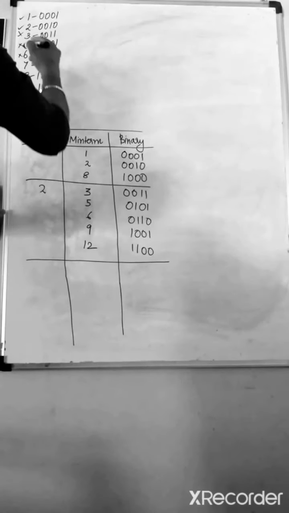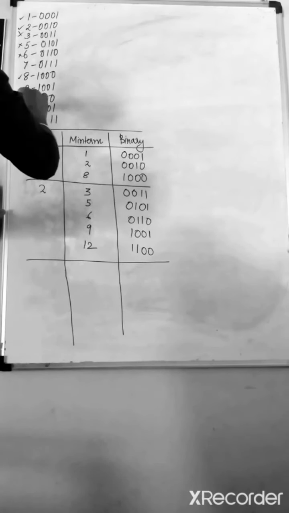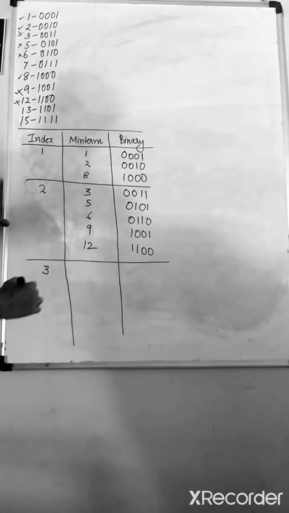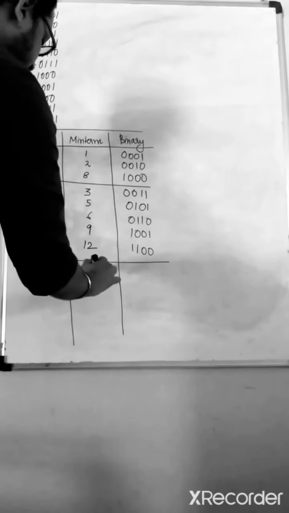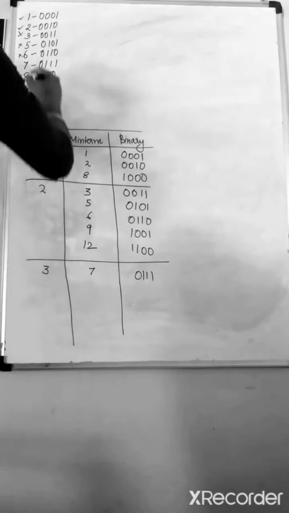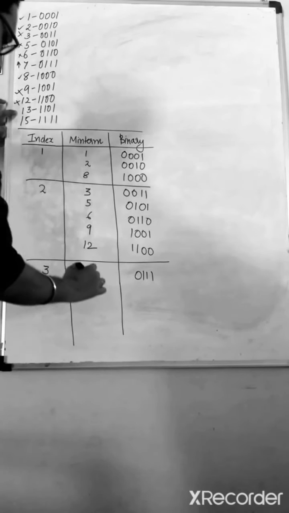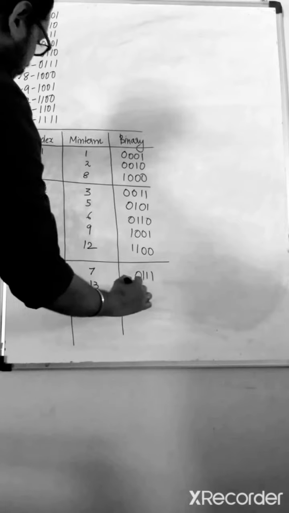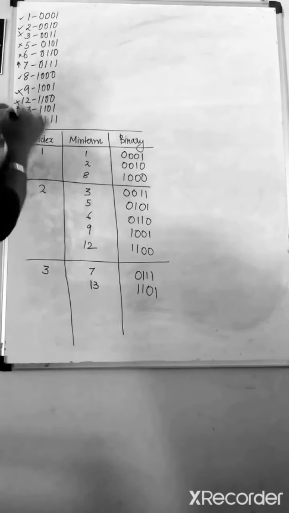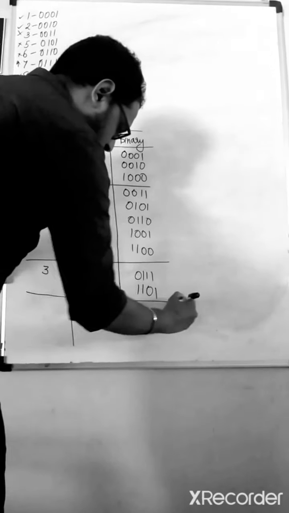So we covered 5, 6, 9 and 12. Remaining is 3 ones each. Okay, case we have 7 here, 0 1 1 1. Then 13 we have 1 1 0 1. And that set is over.